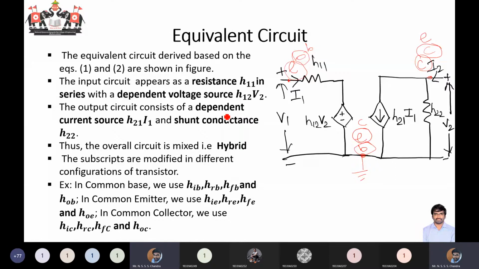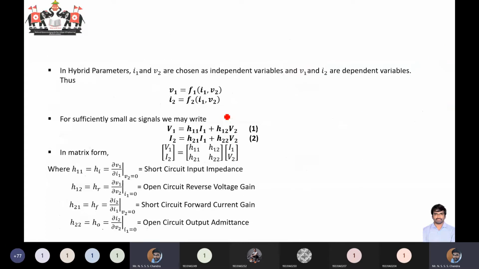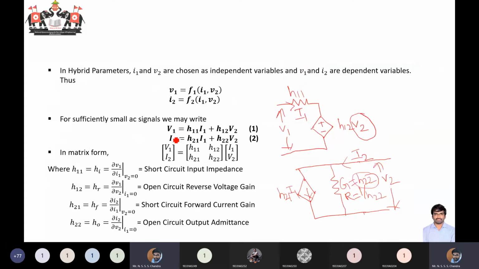Okay. And now already in the last slide, we have seen that H11 we are writing as HI. So HI implies that it's a short circuit input impedance. Okay. Now in case it's a common base configuration, we will write HI as HIB. So this subscript B implies that it's a common base configuration. If it's a common emitter configuration, we will write it as HIE. If it's a common collector configuration, we'll write it as HIC.